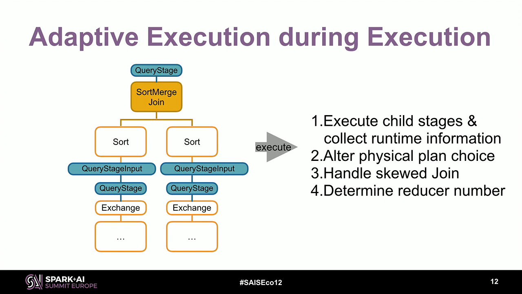Specifically speaking, first, we execute all child stages and collect runtime information. Second, we alter physical plan choice. Third, we handle skewed join. And the fourth, we dynamically determine the reducer number. We have implemented 3 features in adaptive execution, which are actually steps 2, 3, and 4. Let's talk about them.